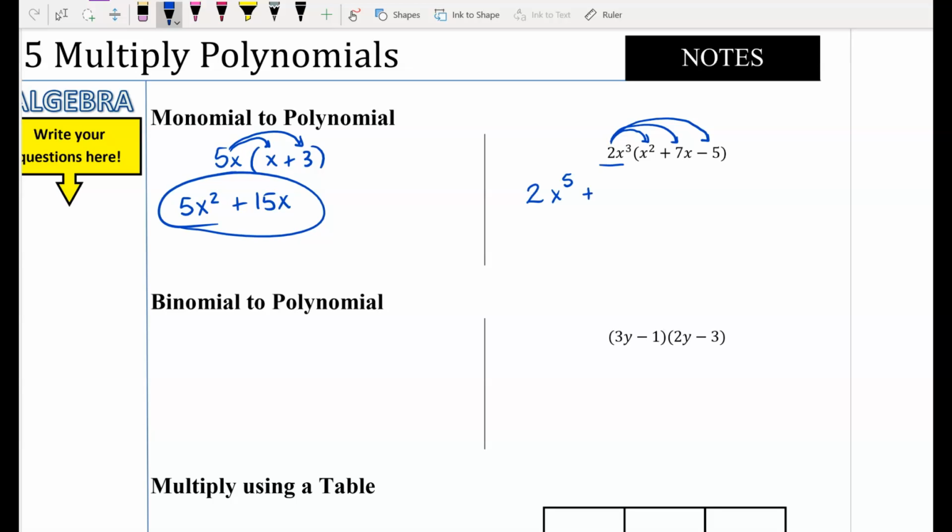And then we go to the next term. 2x cubed times 7x is 14x to the 4th power. Remember, there's an understood power of 1 on that x. And then 2x cubed gets multiplied by negative 5, so that positive times negative is going to be minus 10x to the 3rd power. Notice how I took the minus sign as a negative on that 5, and that kept my signs correct in my answer right here.